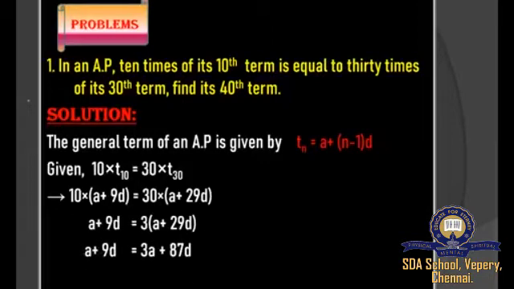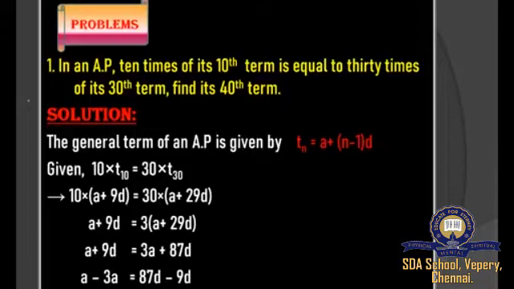Now I am going to multiply each and every term of the right hand side with 3, because it is connected with the bracket, right? So if you multiply A with 3, your answer will be 3A, and then 3 should be multiplied with 29D. So the answer will be 87D. And then again I'm going to take all the A values to one side and all the D values to the other side. What will happen?